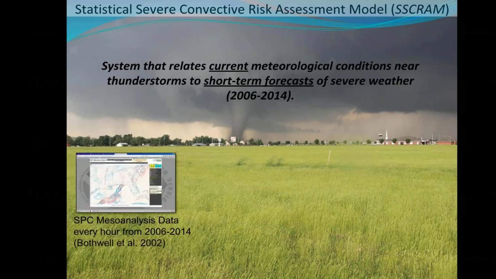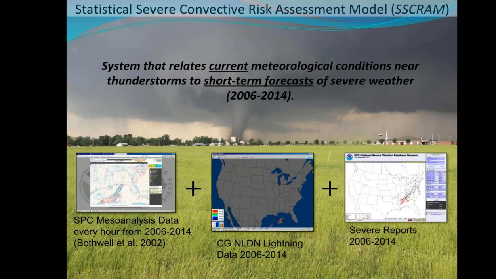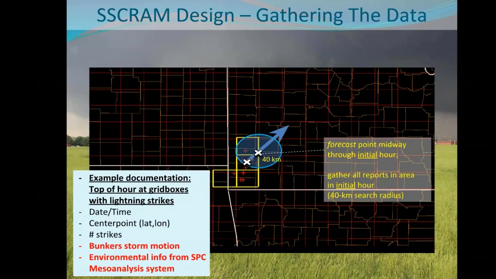So we start with SPC mesoanalysis data every single hour from 2006 to 2014. Pair that with cloud-to-ground lightning data sets as well as severe weather reports corresponding to downstream locations from those initial lightning grid boxes and corresponding convective environments to determine whether or not we get severe weather.